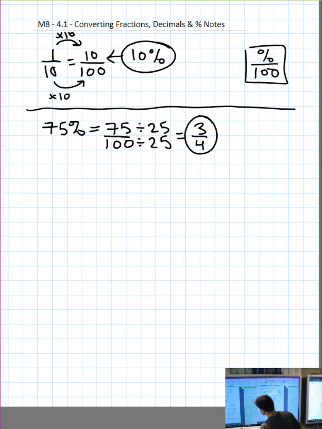Now, of course, I could turn that into a decimal the way that we did previously, but you can just go in any direction you want. So you might convert it into a decimal and then convert it into a fraction, or convert it into a fraction and then to a decimal, or any process that you like.